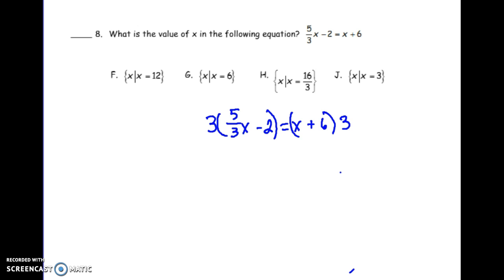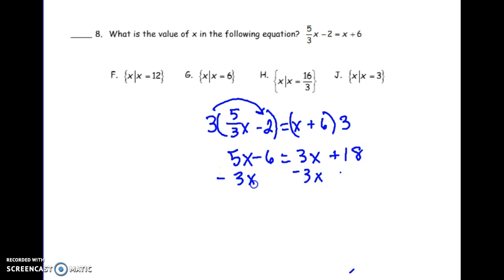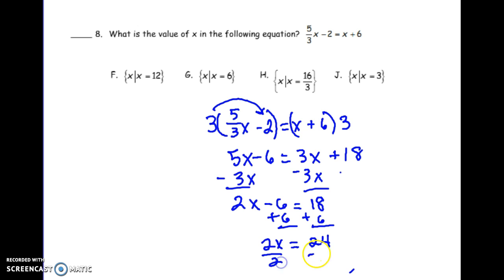That means every term. 3 times 5/3 is 15/3, which is 5x. So we're left with 5x. And 3 times negative 2 is minus 6. Negative 6 equals 3 times x is 3x plus 18. Okay, now I'm just going to subtract 3x from both sides. And when I do that, I get 2x minus 6 is equal to 18. And then I'm going to add 6 to both sides. When I do that, I get 2x is equal to 24. And then I divide by 2. X is going to be equal to 12.